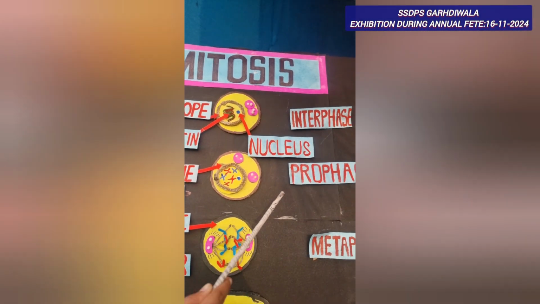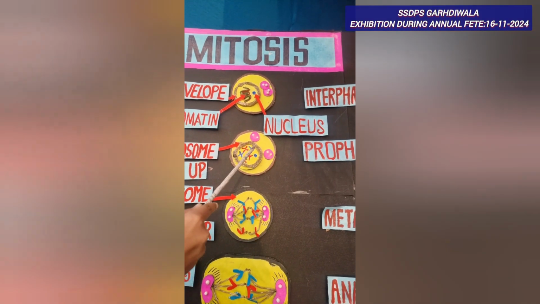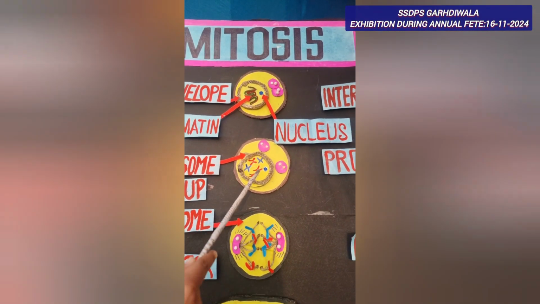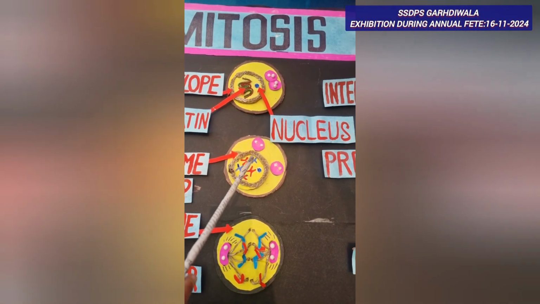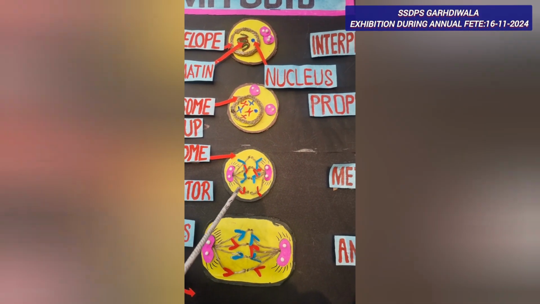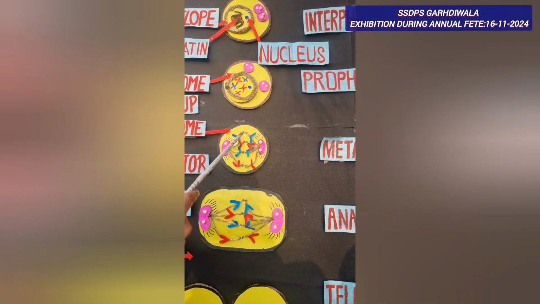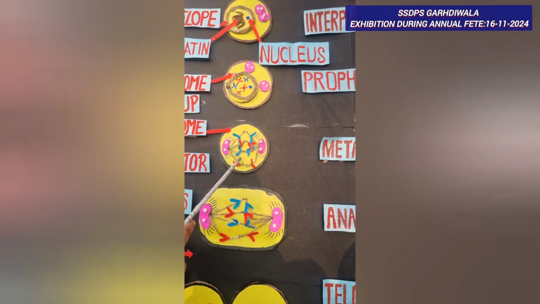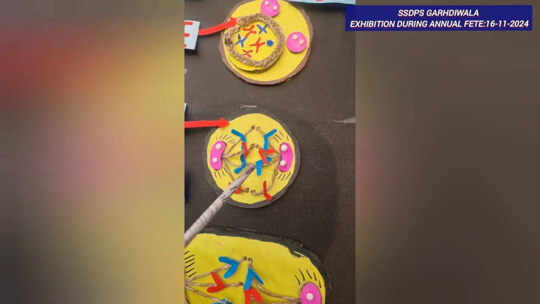While entering prophase, you can see that the nuclear wall will rupture and the chromatin which were present in thread form will pair up. Then moving to the metaphase, you can see that the chromosomes that have paired up will line up at the equator and the centrioles are at the pole position.